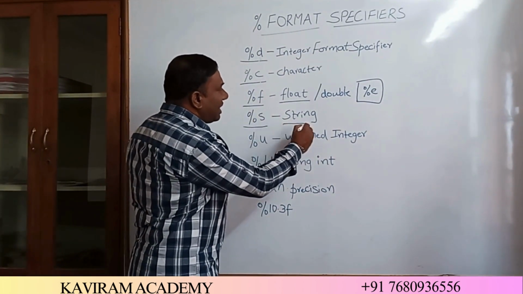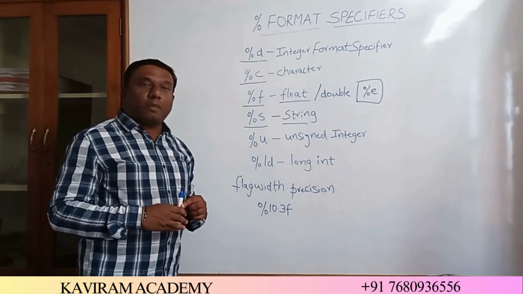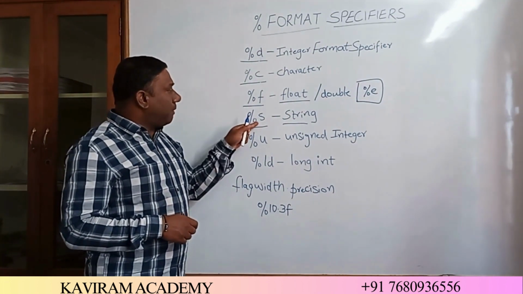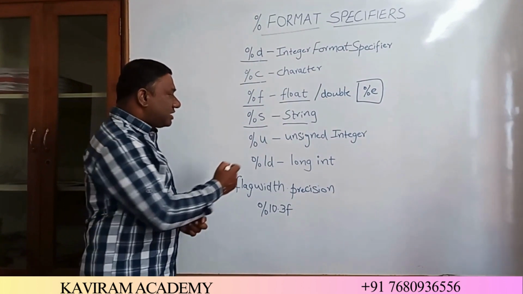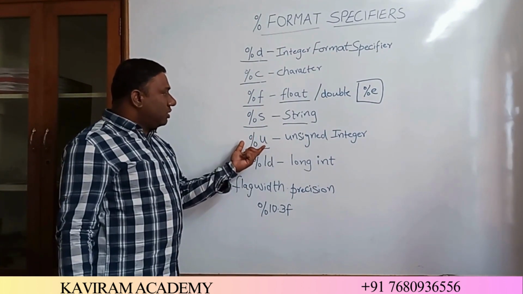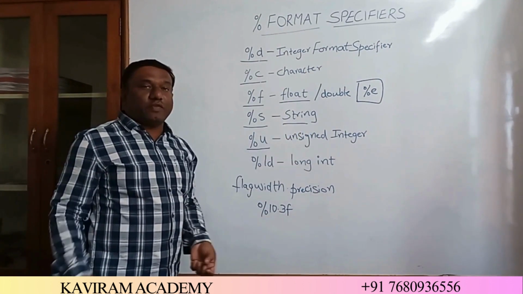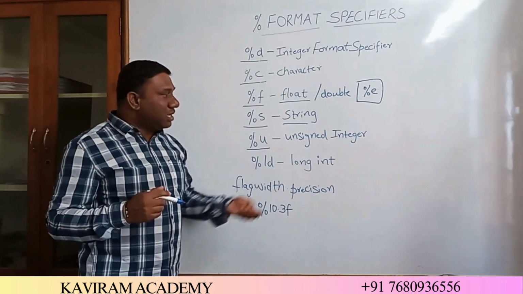Next one is percentage s. Percentage s is the format specifier for your string. Whenever you want to print any string on your output console, we use this percentage s format specifier in our C programming. Next one is percentage u. Percentage u is the format specifier for unsigned integer. We know that in data types we have signed integer and unsigned integer.